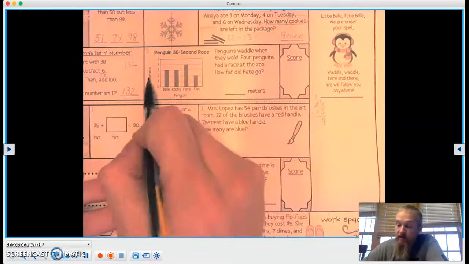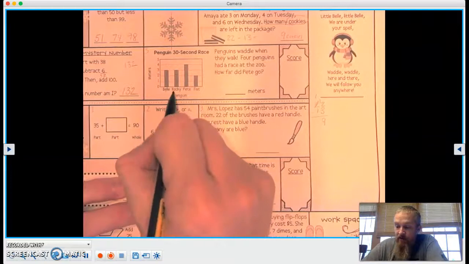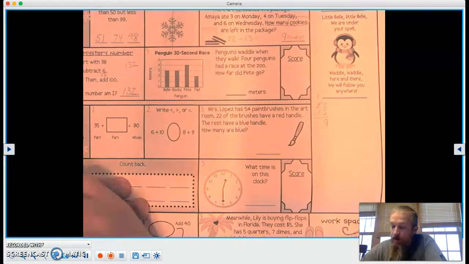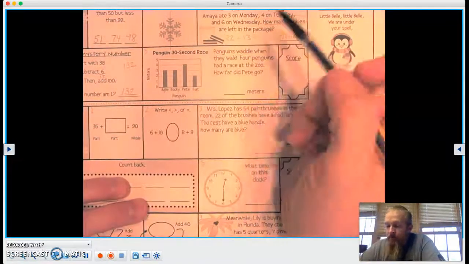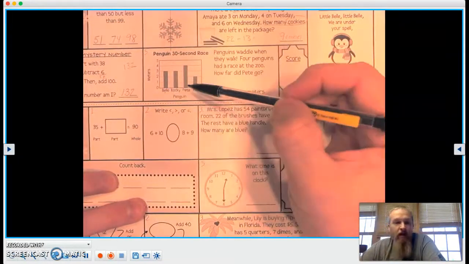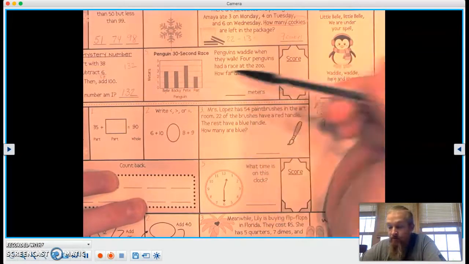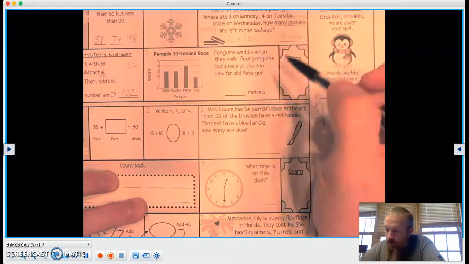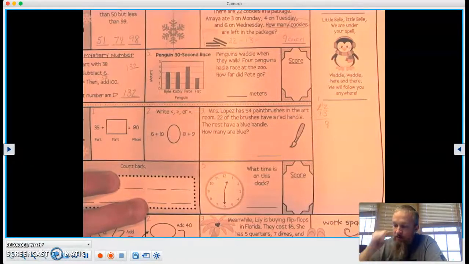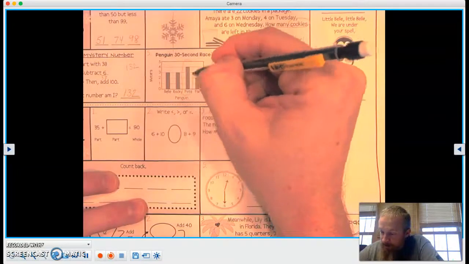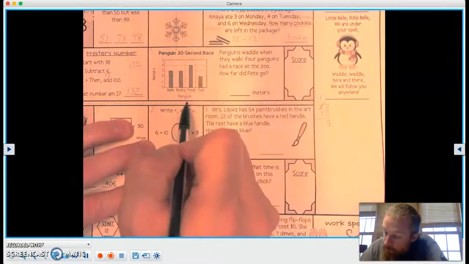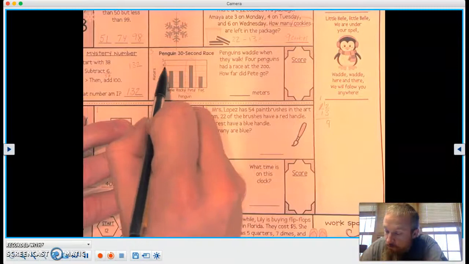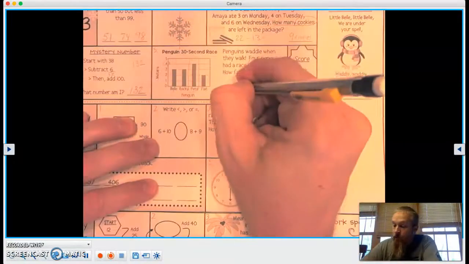Okay, penguins' 30-second race. This is how many meters they raced, and this is the name of each of the 4 penguins. Penguins waddle when they walk. 4 penguins had a race at the zoo. How far did Pete go? So on this question, it's not asking us anything about Belle, Rocky, or Fiat. It's only asking us about Pete. How far did Pete go? Well, let's drag that line over for Pete. We're going to drag it over, and we see that Pete went 4 meters.